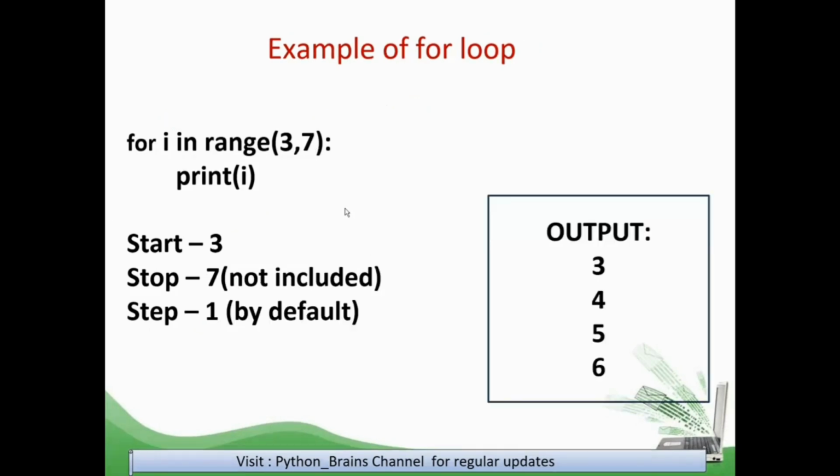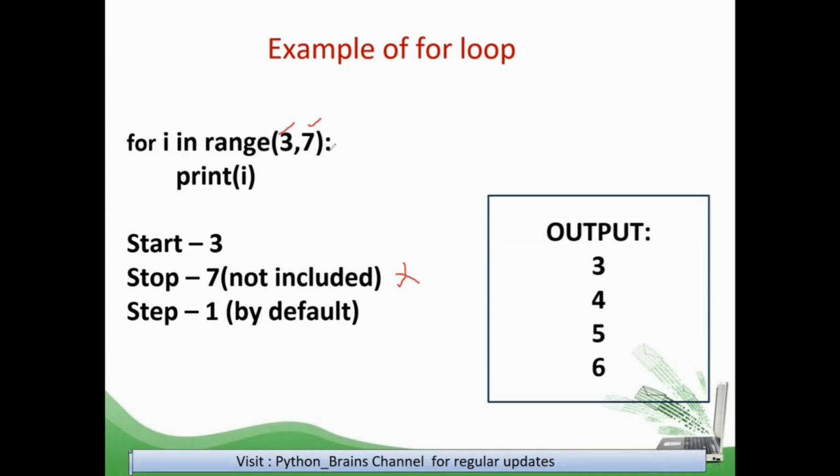Let's take another example of a for loop. In this example, what do you observe? The starting value is 3 and the stop value is 7. And we know that the stop value, whatever it is, is never included.